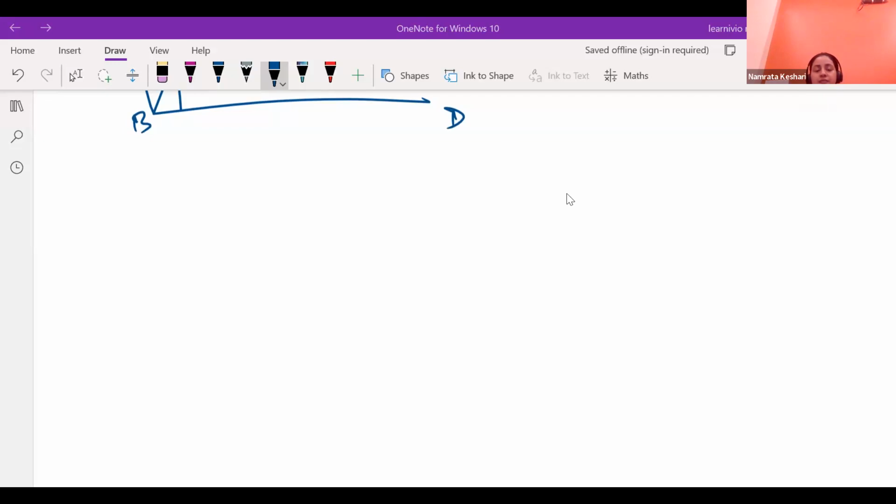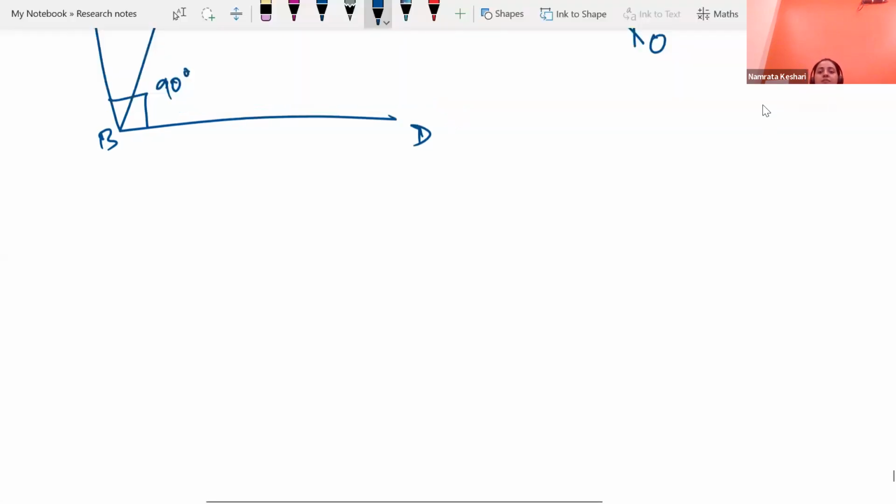Postulate 1 says that a straight line may be drawn from any one point to any other point. Its explanation is: given two distinct points, there is a unique line that passes through them. Postulate 2 says that a terminated line can be produced indefinitely. Postulate 3 says that a circle can be drawn with any center and any radius. Postulate 4 says that all right angles are equal to one another.